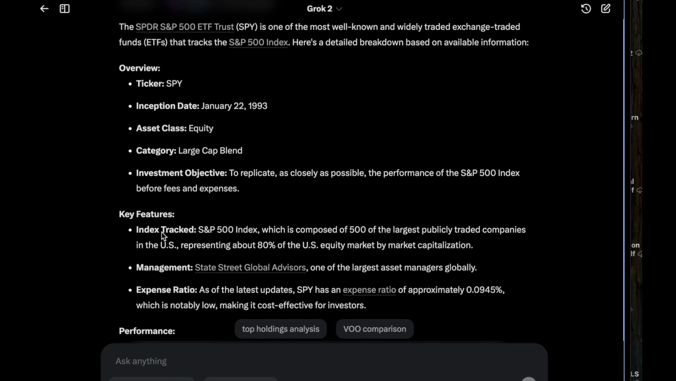So as you can see here, index tracked S&P 500 composed of 500 of the largest publicly traded companies in the US, representing 80% of the US equity market by market capitalization. Now let's go on Fidelity and let's take a quick look at SPY. Let's break this down slowly.